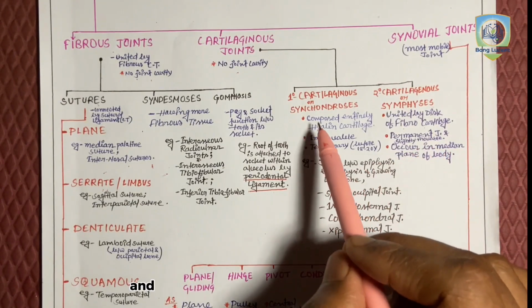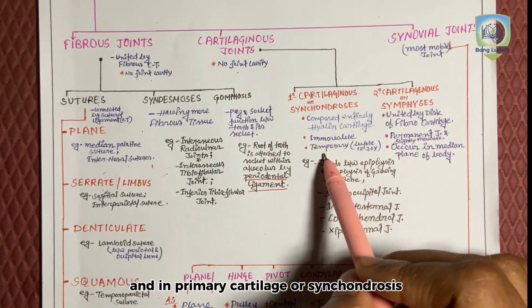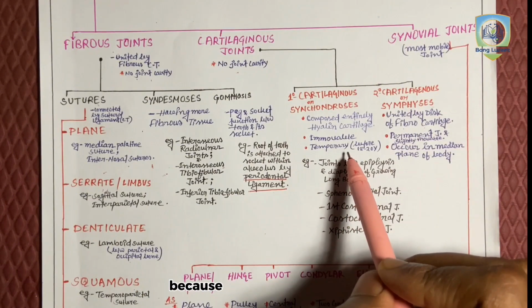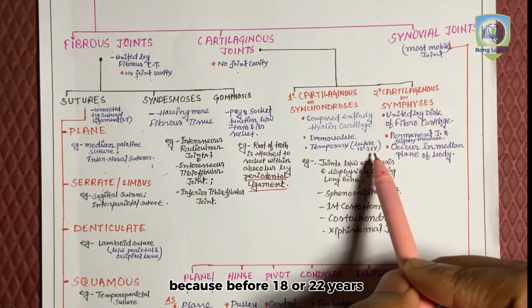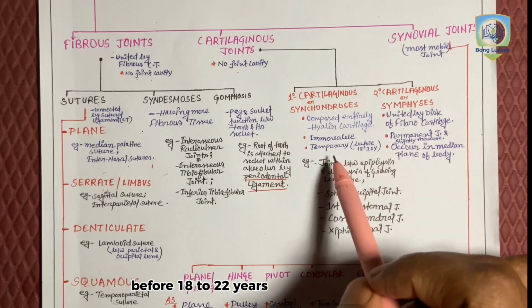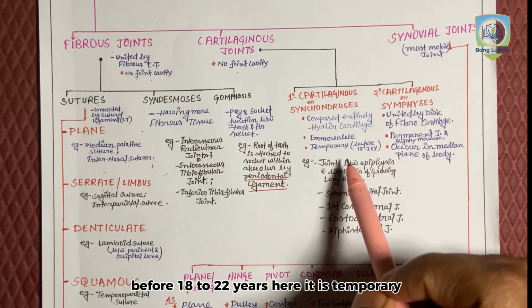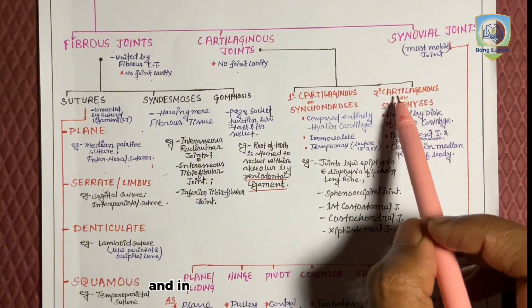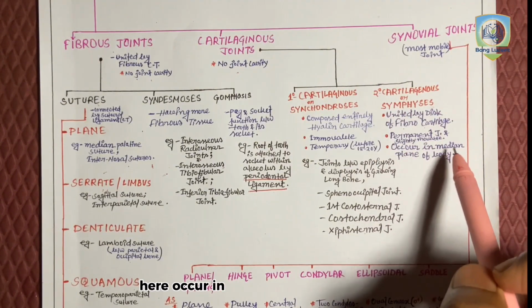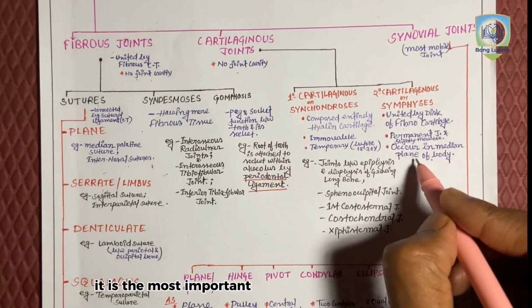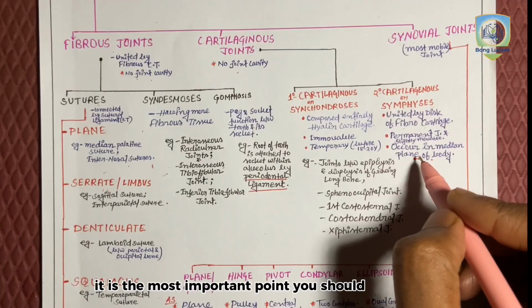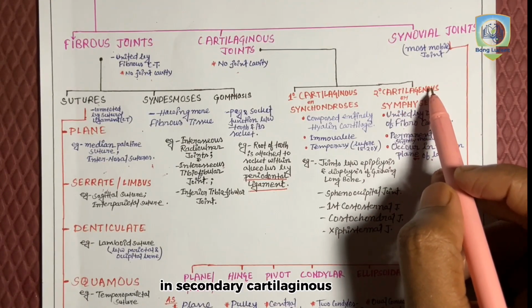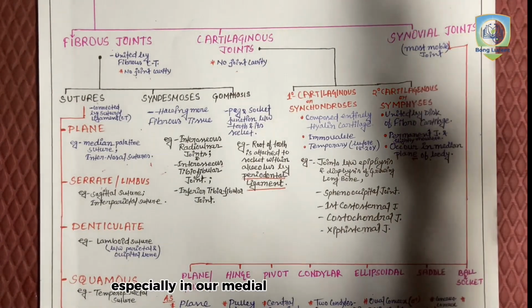Okay, and the primary cartilaginous joint, or synchondrosis, is a temporary joint, because it exists only before 18 to 22 years, but the secondary is a permanent joint. And the secondary cartilaginous joint occurs in the medial plane of the body. It is the most important point you should remember. Secondary cartilaginous joints are present especially in the medial plane of our body.